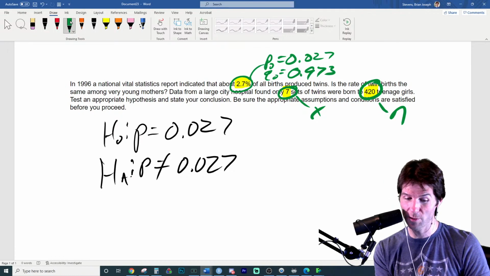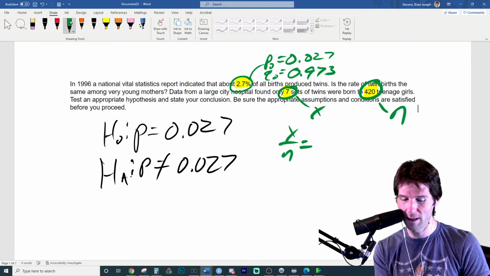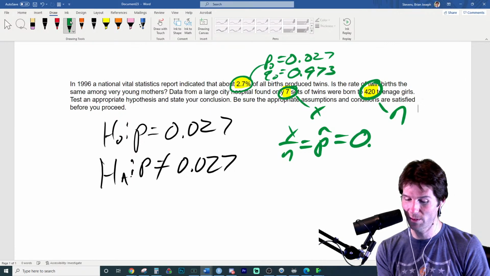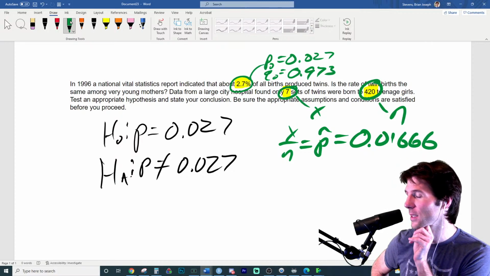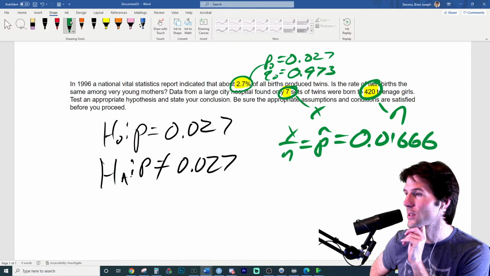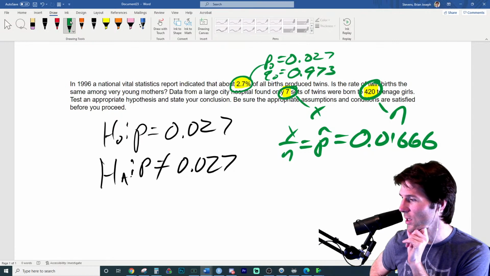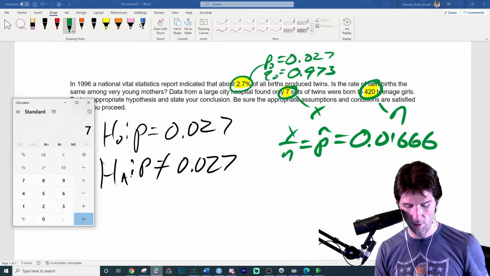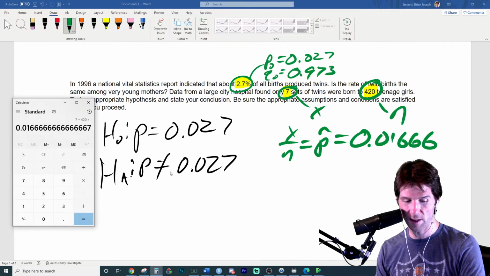I make some errors, right? X over N is P hat, and P hat right here is 0.111601. Yeah, so that's, oh, I should know what that is. That's not a third right there. That's a 6. So that's, oh, interesting. Interesting numbers, right? So there we go. Yeah, 7 over 420. Boom. Nice job, Kayla. Excellent work.